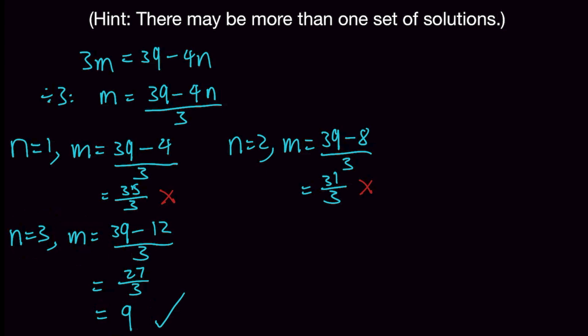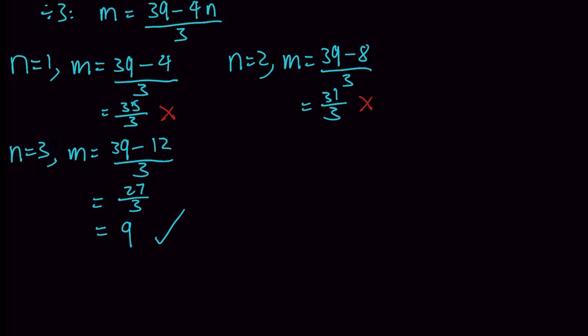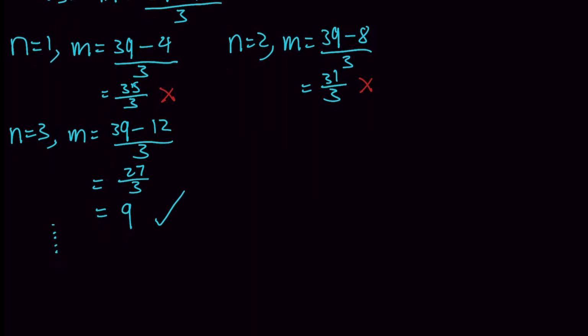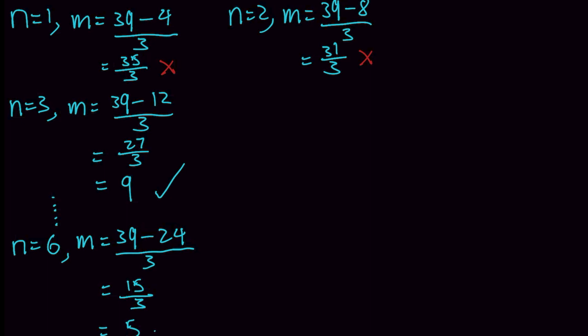We will basically run through some of these values. You might realize that your next solution would be, what happens when you try n equals 6? So when n equals 6, your m would be equal to 39 minus, what is 4 times 6, you will get 24. So we divide this by 3. So 39 minus 24, we will actually get 15 divided by 3. And we know that 15 is actually a multiple of 3. So 15 divided by 3 will give us 5. So this is also one of the other solutions.